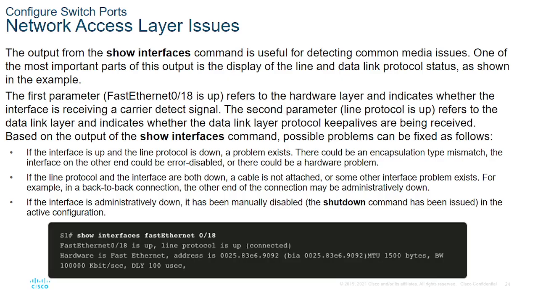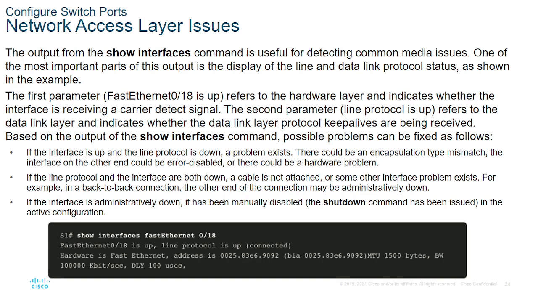The output of show interfaces is also useful for detecting common media issues. One of the most important parts of the output is the line and data link protocol status, as you should see there. The first parameter refers to the hardware layer, which indicates whether the interface is receiving a carrier detect signal. The second parameter, protocol is up, refers to the data link layer, which indicates whether the data link layer protocol keepalives are being received. Based on the output of the command, possible problems can be fixed as follows.